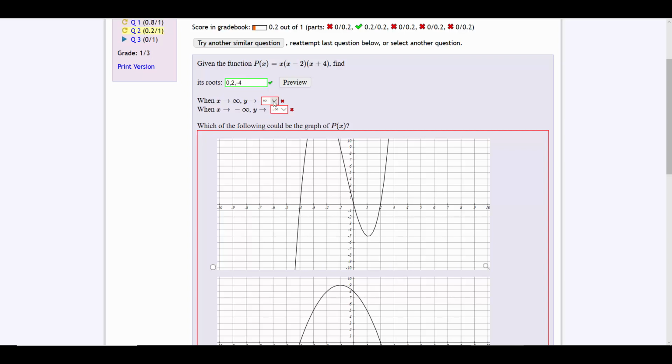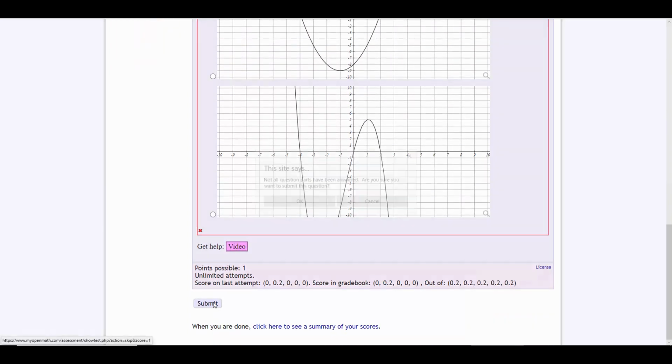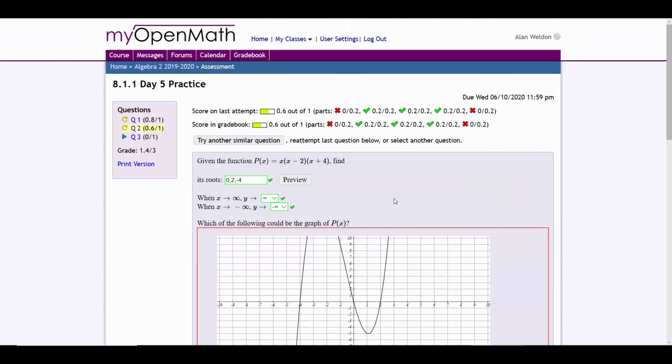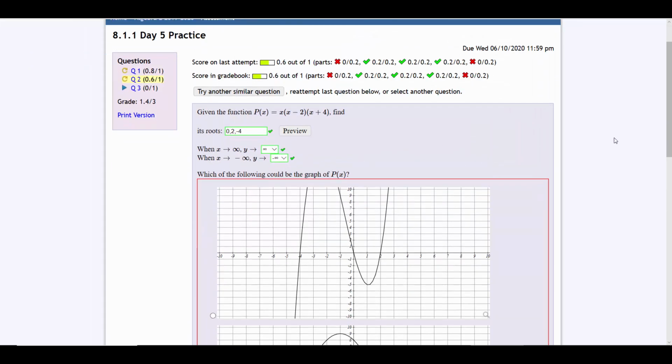Okay, so just make sure you select that. This is positive infinity is up, negative infinity is down. Okay, so make sure you get those right. I'm going to submit that and just make sure I got it right. And then we'll talk about the graphs. So I got those right.